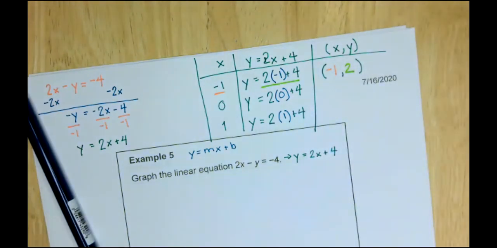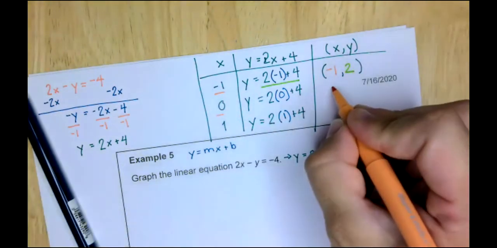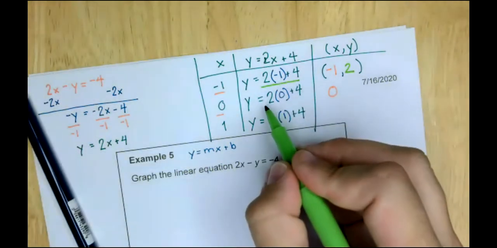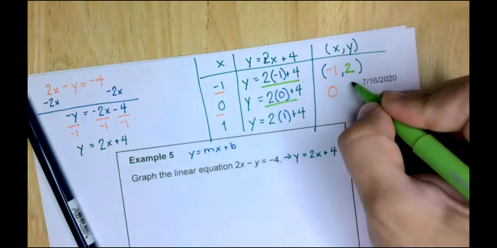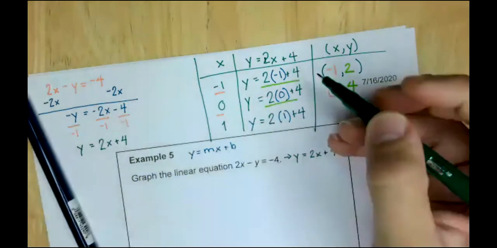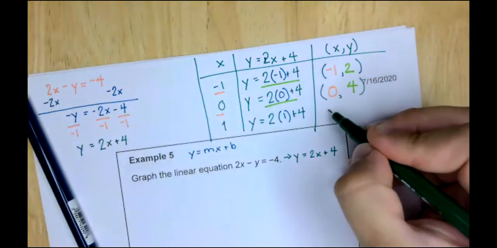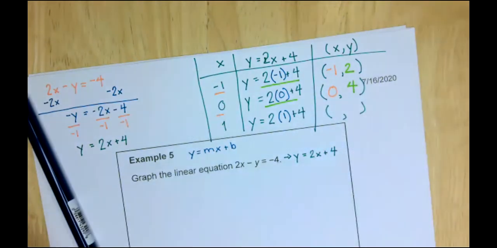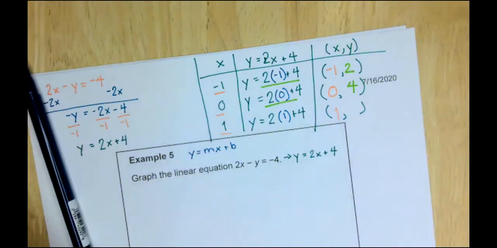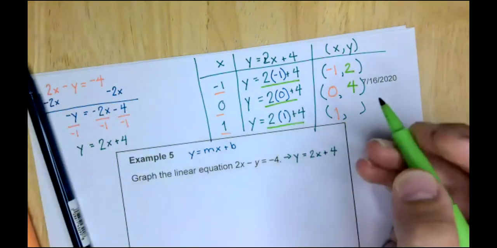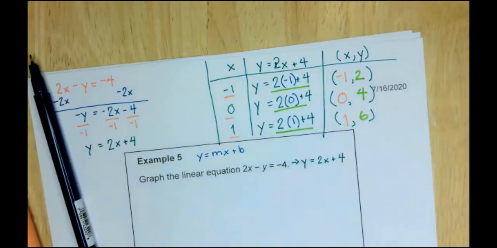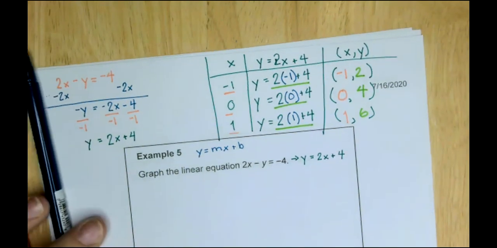Okay. So we know x is going to be 0. And y, 2 times 0 is 0, plus 4 is 4, right? And our last one, the x is 1. The y is 2 times 1 plus 4, so that's actually 6, right? 2 plus 4 is 6. Now, I just need to graph these 3 points.